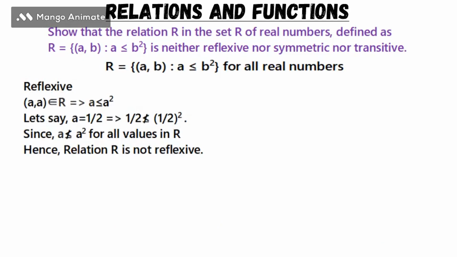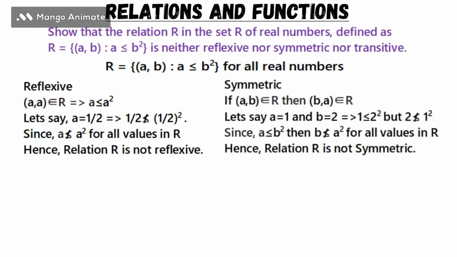For the relation to be reflexive, for all a belongs to R, a should be less than or equal to a square. This condition is true for natural numbers but not for real numbers. For instance, if we take a fraction, let's say 1 by 2, then 1 by 2 is not less than 1 by 2 square. Hence we can say relation R is not reflexive.